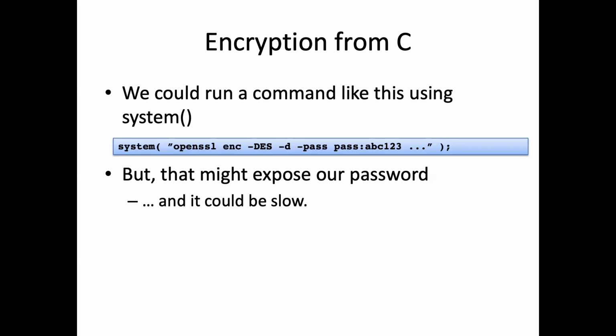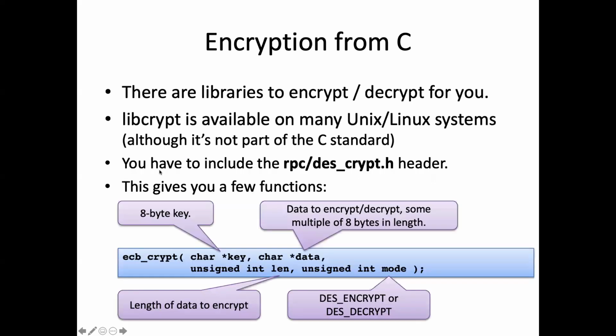So for doing encryption, rather than running a separate command, it's probably a better idea to use a library for this. And there are a number of libraries available to the C programmer. Same thing if you're in Java. In the Java API, there are standard libraries for doing encryption. Since we're doing C in this class, one way we could do this is to include the DES crypt header, and that's what I've listed here. This gives you access to a few functions that encrypt and decrypt using the same symmetric crypto system we just talked about, using DES.